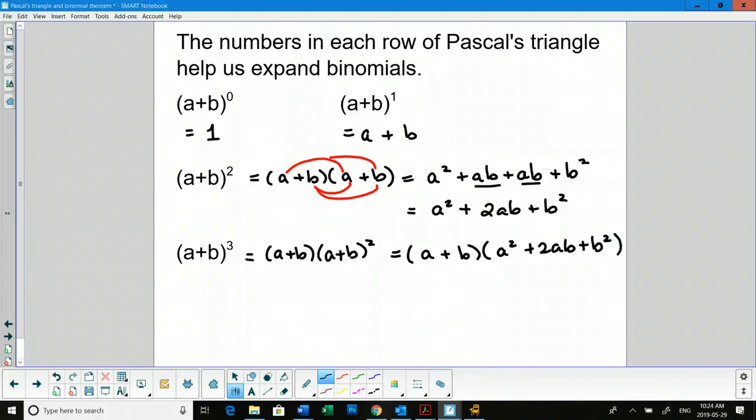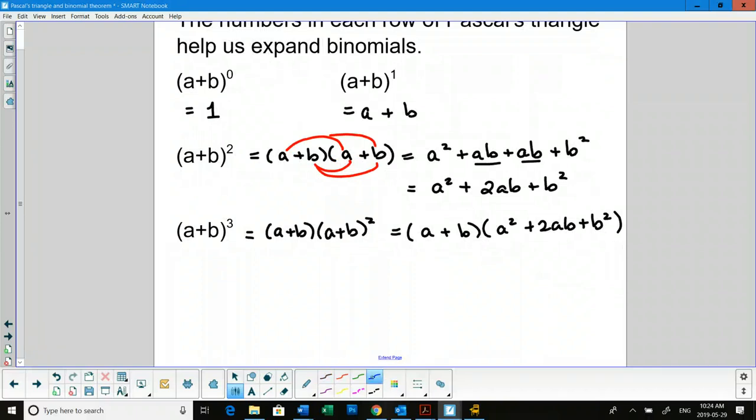Okay, so we're going to take one more time and use the distributive property on this and see what we get when we do each thing in the first bracket times each thing in the second bracket. So I will start by doing a times each of these things. So a times a squared gives me a cubed, and then a times 2ab gives me, no equal sign, thanks. Gives me 2a squared b.